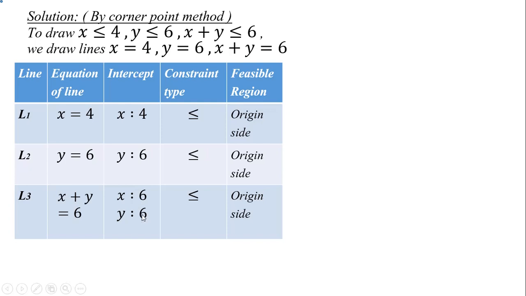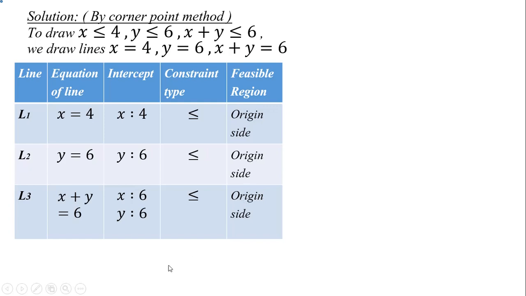Now there are two half planes, origin side half plane of this line and non-origin side of this line. Now which half plane is the solution set of this inequation? To find this, we substitute coordinates of origin here. X coordinate of origin is 0, y coordinate of origin is 0. So 0 plus 0 is 0, and we know that it is less than or equal to 6. So coordinates of origin satisfy this inequation. Therefore, we take origin side of this line as solution set of this third inequation.